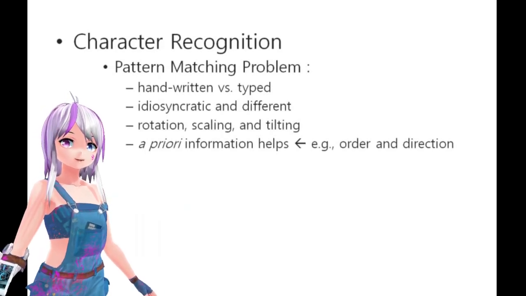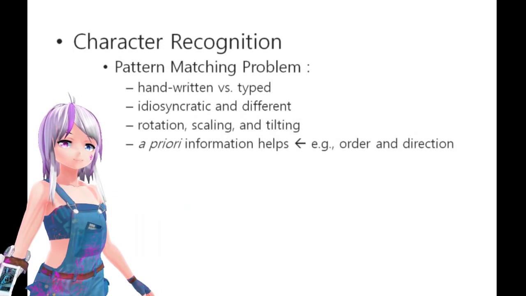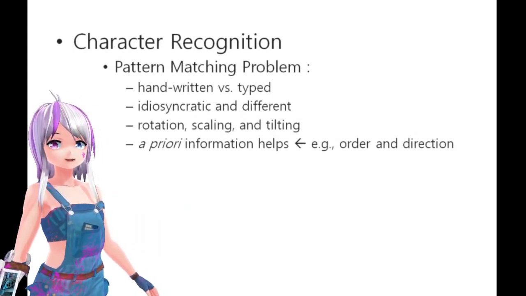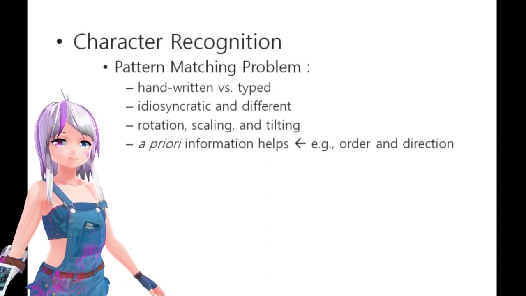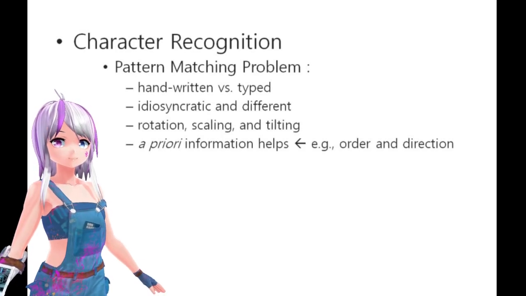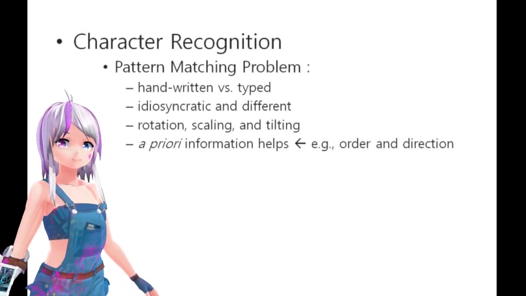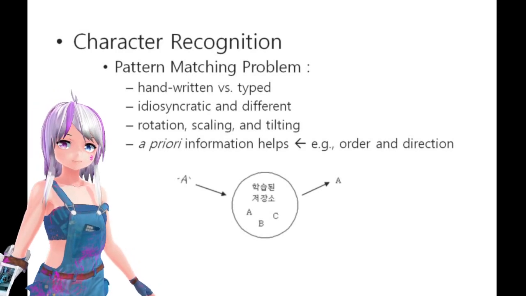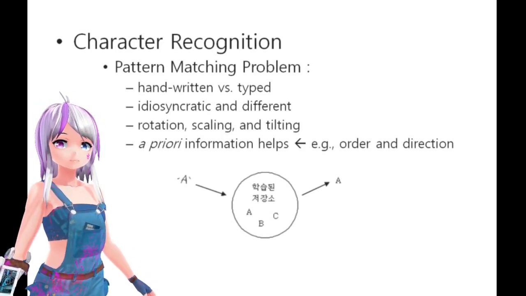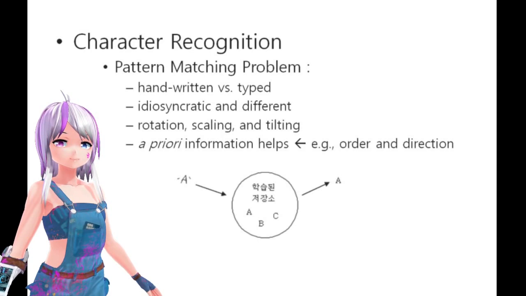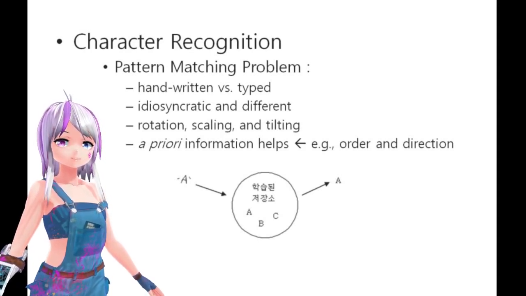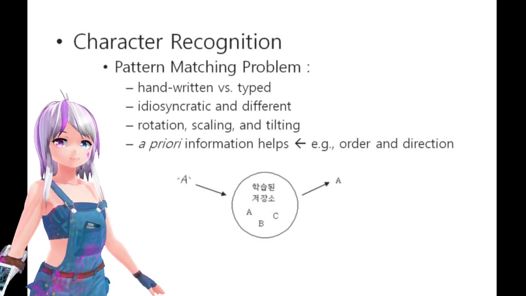We have another example, character recognition. This is a pattern matching problem, and we can compare handwritten and typed characters, which may be idiosyncratic and different. Also, we can rotate, scale, and tilt because we have handwritten characters. And sometimes we have a priori information which helps, that is to say, the order and direction, where it starts and where it ends. So we have this black box, and this circle is the trained memory. When a handwritten character A comes in, we can decide this is the character A. That's a pattern matching problem.